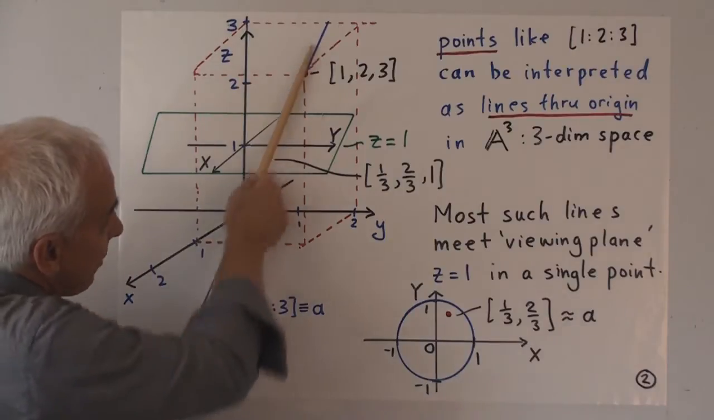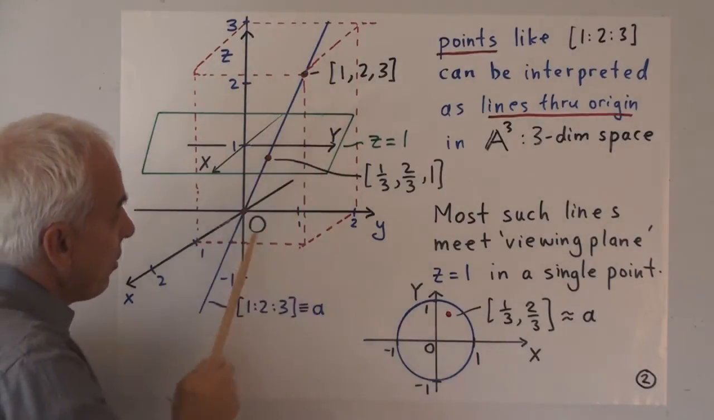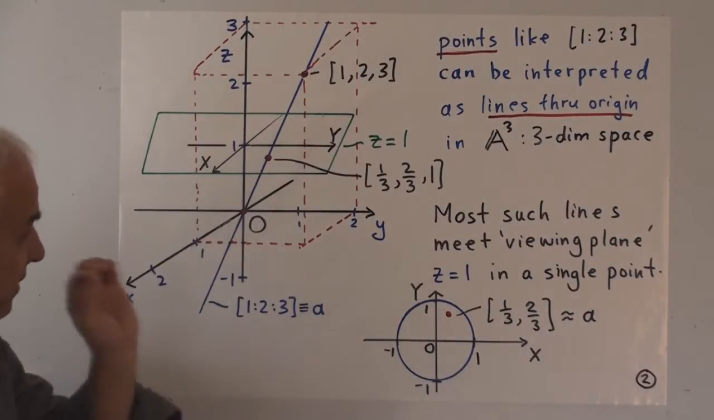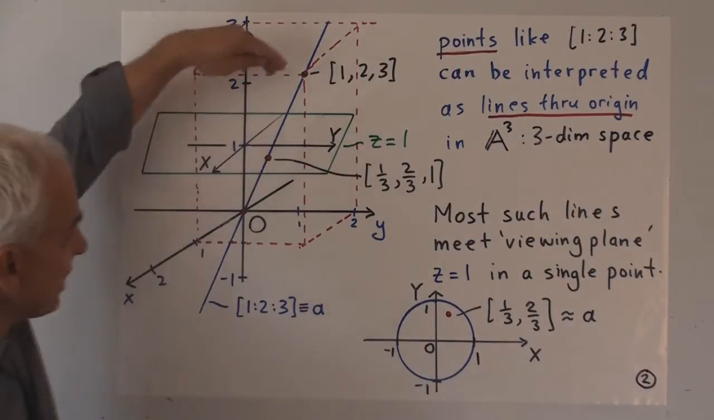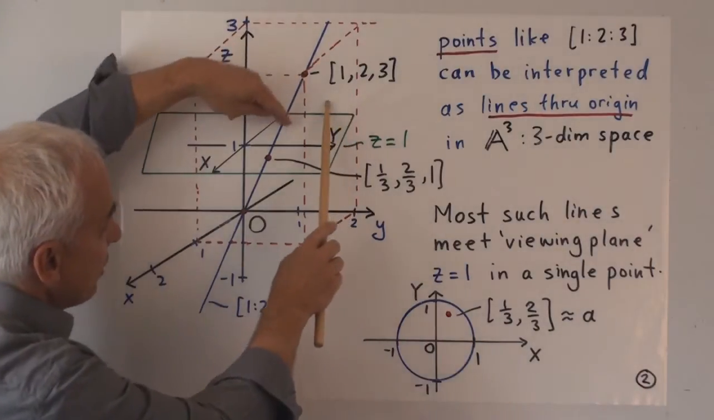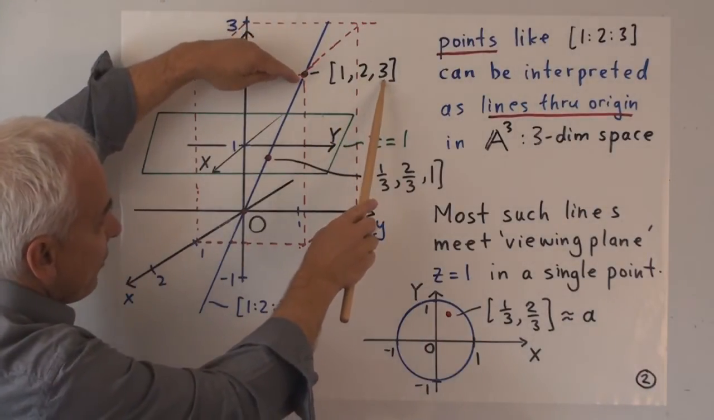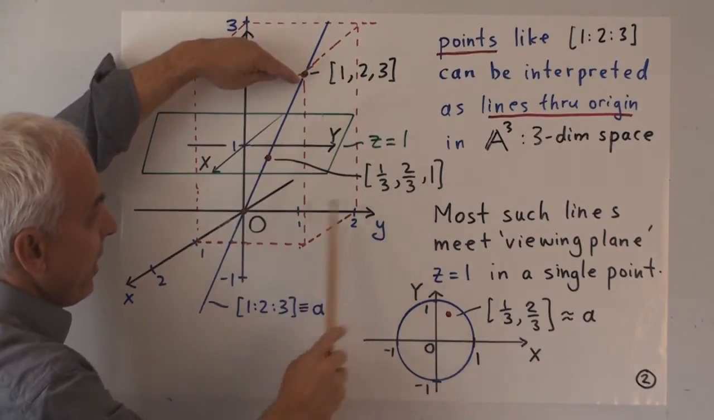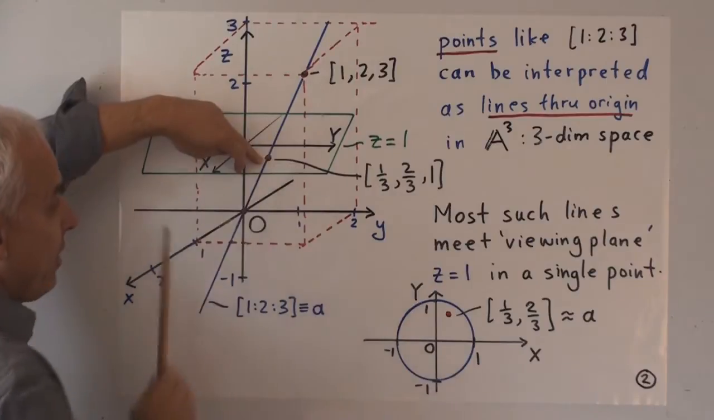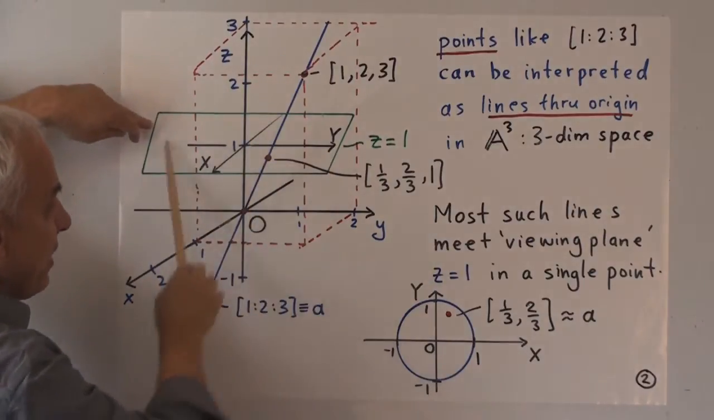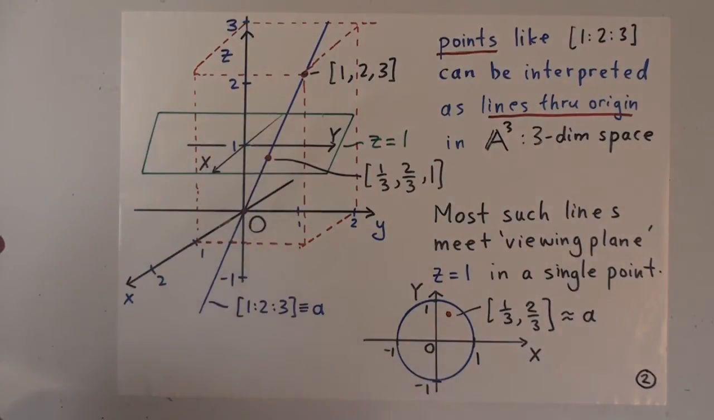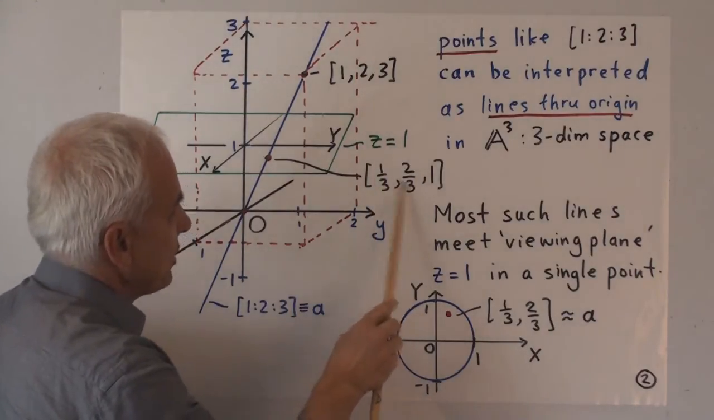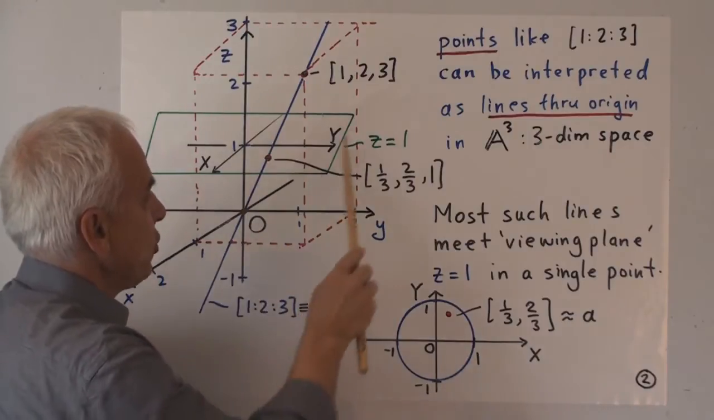So for example, this line that we started with, a line through 1, 2, 3, goes through this plane z equals 1. And we can find that point by just rescaling this point so that the z coordinate becomes 1. So in other words, if we divide by 3, then we get 1/3, 2/3, 1. That now is a point on the line also, but actually lying in the plane z equals 1. So it's really the coordinates 1/3, 2/3 that determine this point in this two-dimensional plane.